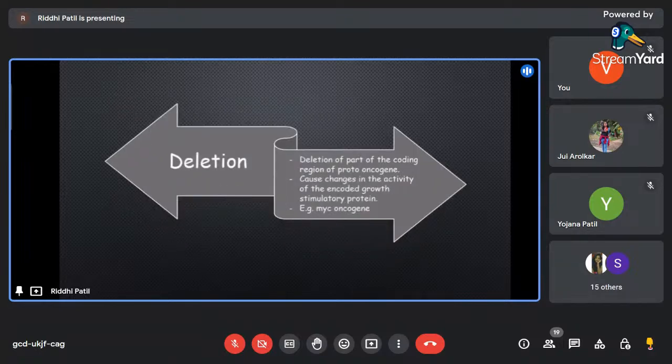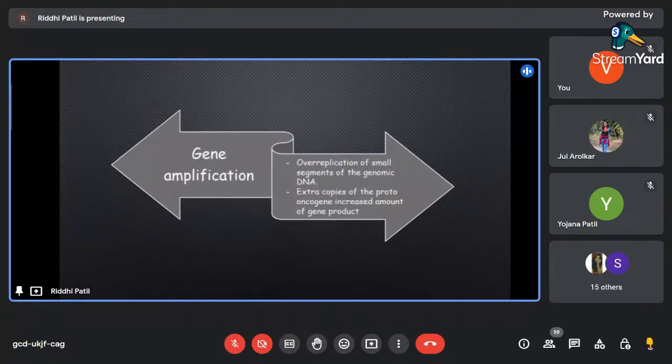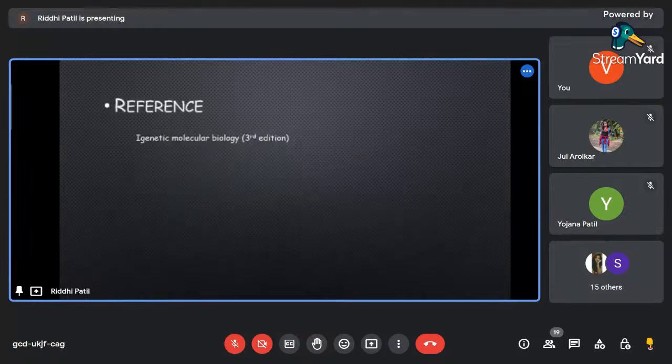Next one is deletion. Deletion of part of the coding region of a proto-oncogene or of its controlling sequence has been found frequently in oncogenes. It causes changes in the activity of the encoded growth stimulatory protein. The myc oncogene is an example of deletion. Next is gene amplification. Gene amplification is caused by over-replication of a small segment of the genomic DNA. The extra copies of the proto-oncogene increase the amount of gene product, and then the proto-oncogene is converted into an oncogene and produces cancer. And these are the references. Thank you.